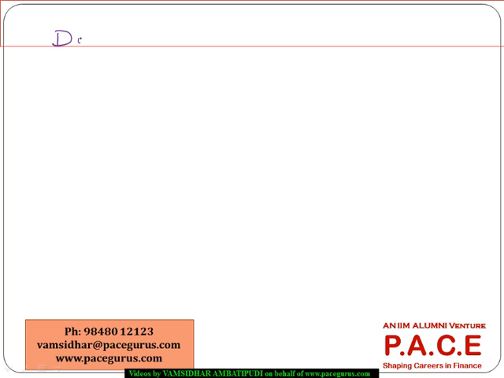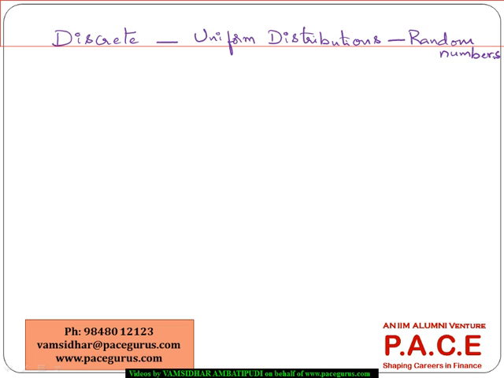The initial probability distribution in the discrete space I would like to look at is the uniform distribution. The discrete uniform distribution has lots of applications. One major application is that it is the base for generation of random numbers, which has applications in Monte Carlo simulation, which I am going to deal with sometime towards the end.